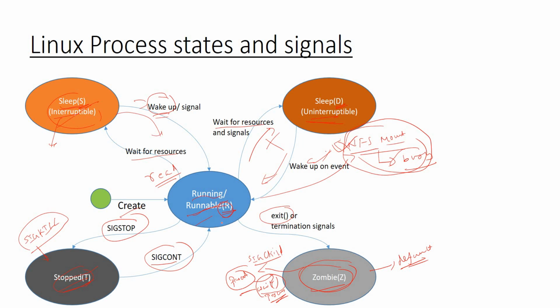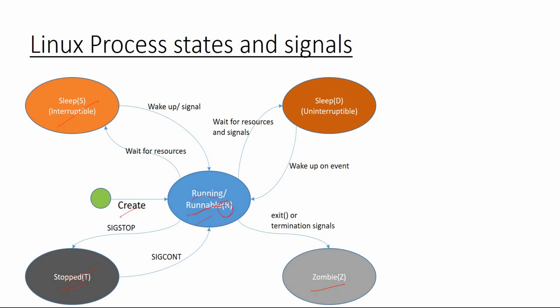So this means a process can be in any of these states: running or runnable state, interruptible sleep state, uninterruptible sleep state, stop state, as well as zombie state. Now let's discuss some of the important signals which will control and manage the processes which are in different states. Before discussing the signals, let us go through the Linux commands like ps and top, which show the status of the Linux processes.